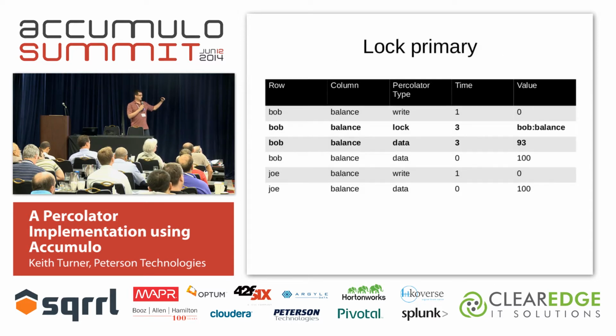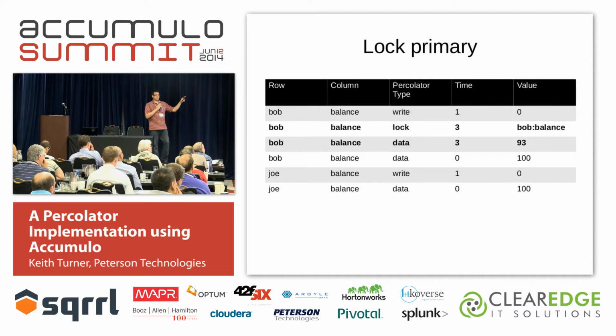So it starts off. I'm going to transfer, I'm going to take $7 from Bob and give $7 to Joe. So the transaction starts off, and it locks the Bob balance column, and it also says Bob balance is the primary column in the transaction. The transaction start timestamp is 3. That came from the timestamp oracle.